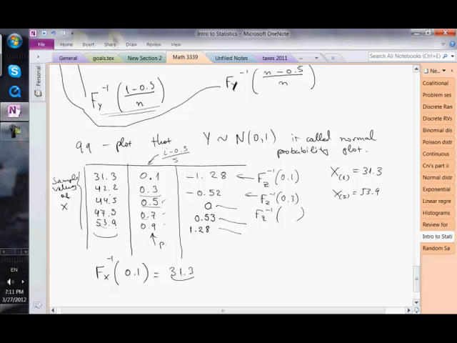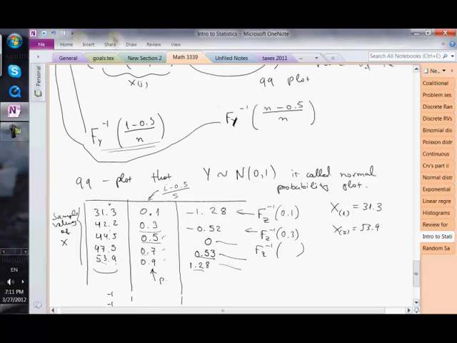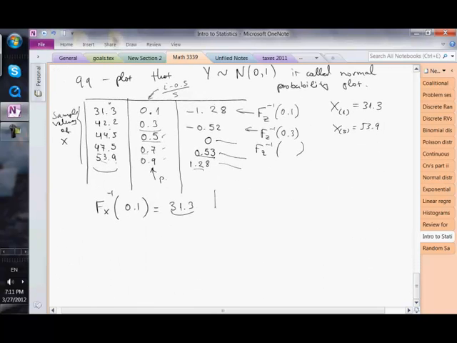Namely, that's the 50th quantile, which is the median. This is the 70th quantile, that value, and this is the 90th quantile. So the plot is to connect this value with this value. So that's what we're going to do here. So go to our table. We'll put 31.3, 42.2, and so forth.